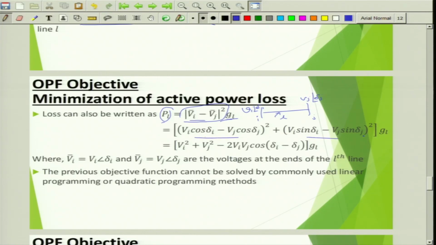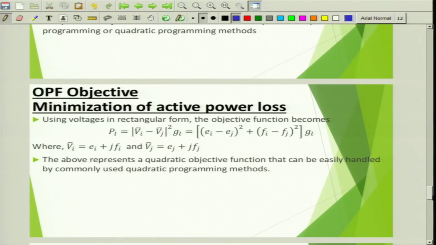So ignoring the imaginary parts because we are taking the magnitude ultimately. Then by putting Vi equal to Vi at an angle delta i and Vj equal to Vj at an angle delta j into this expression, you will get this, and you have to ignore the imaginary term basically, and that is nothing but this one. This is further reduced to this expression. So in a more general form we can also express it using voltages in rectangular form. The objective function becomes (Vi minus Vj) whole square into GL, which is nothing but (Ei minus Ej) whole square plus (Fi minus Fj) whole square into GL.